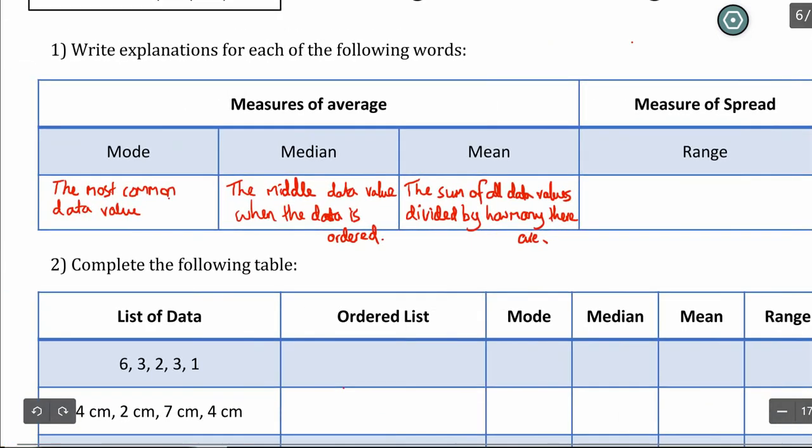And the range is the difference between the highest and the lowest piece of data. And to find the difference, we subtract. So it's simply the highest data value minus the lowest.